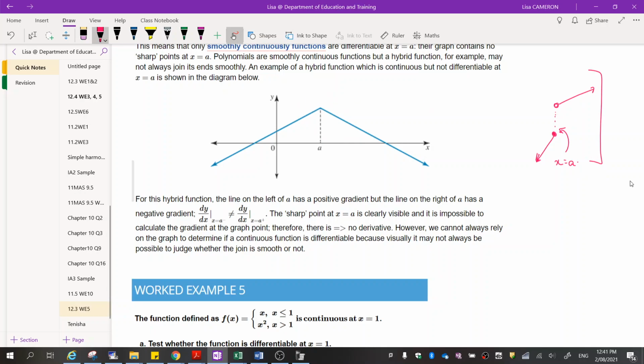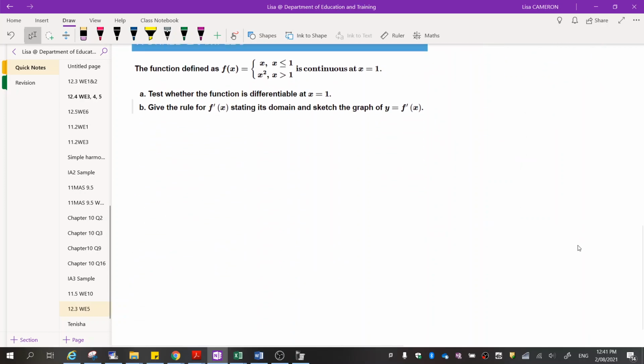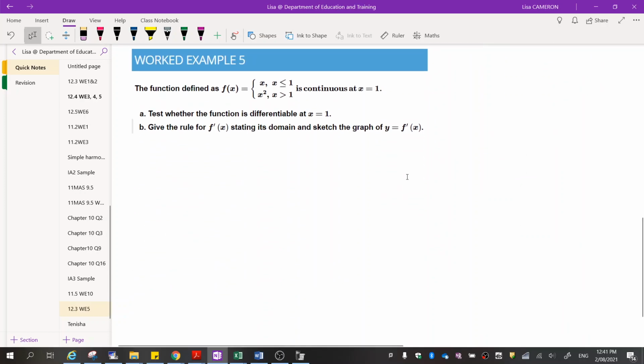Okay, so let's look at our worked example. So we've got a function that's defined by this, and it's continuous at x equals 1. Test whether the function is differentiable at x equals 1. Give the rule for f'(x), stating its domain, and sketch the graph of y equals f'(x).